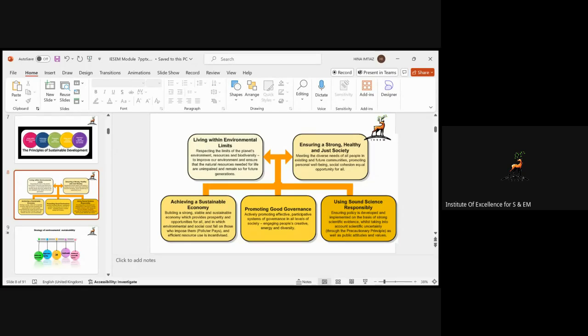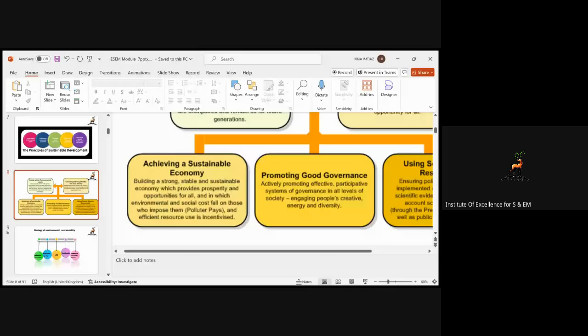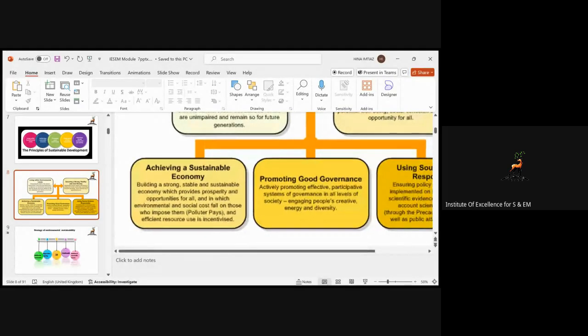And the next one is achieving a sustainable economy. By building a strong, stable, and sustainable economy which provides prosperity and opportunities for all, and in which there is not any kind of discrimination, all things will be on a very transparent level. So that type of society will flourish and promote the sustainable economy.